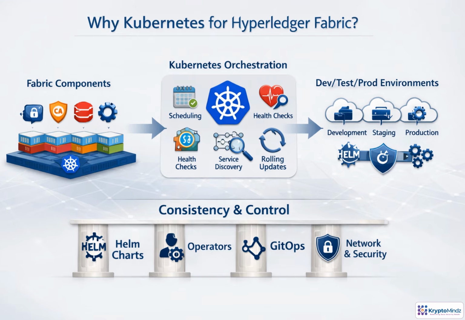The enterprise value is consistency. The same manifests, Helm charts, operators, and GitOps pipelines can move from development toward production. But Kubernetes is not magic. It shifts complexity into platform design, security, networking, and governance.